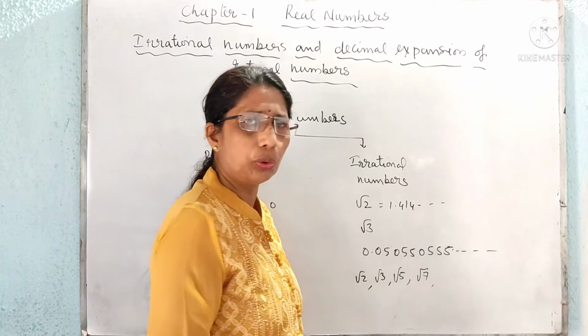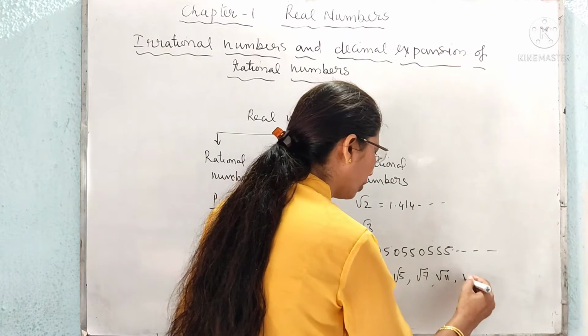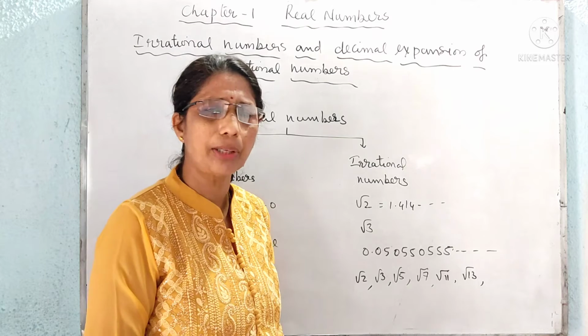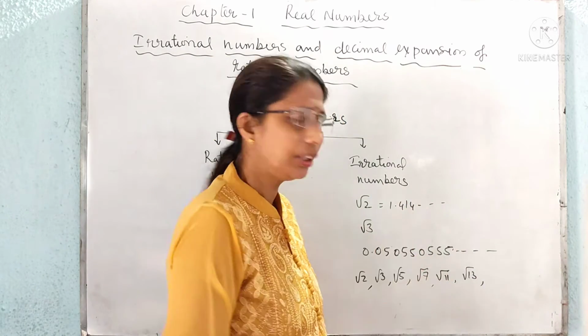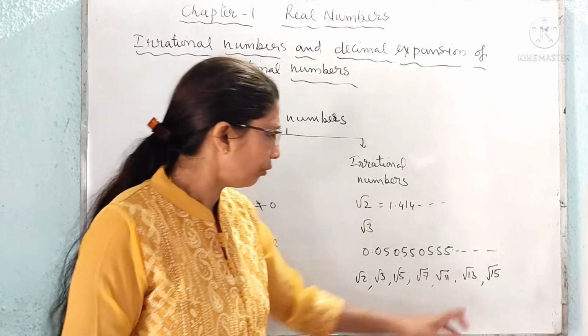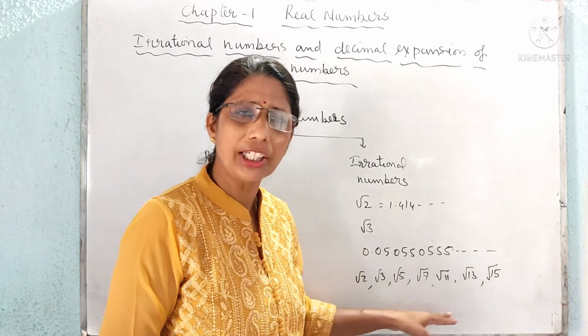Root 7, root 9, root 10, odd numbers not, root 11, root 13. After 13, the next prime number is 17. But before that, root 15. Root 15 means we cannot find the square root of 15. That means it is an irrational number.